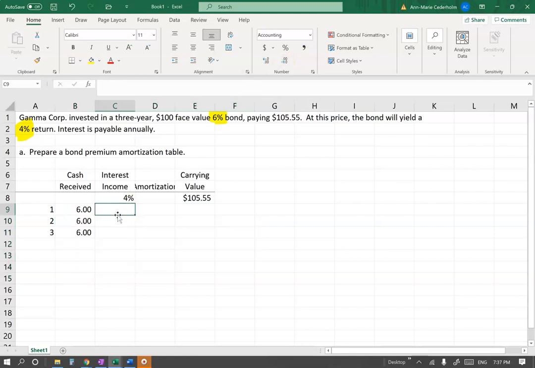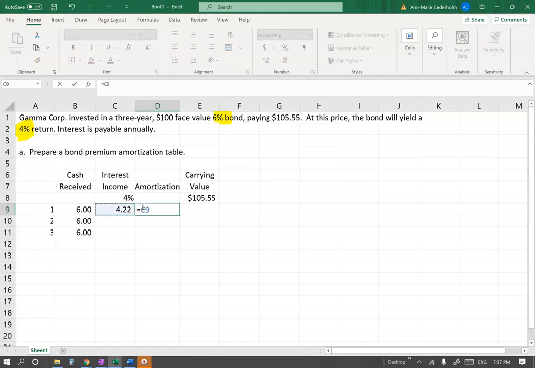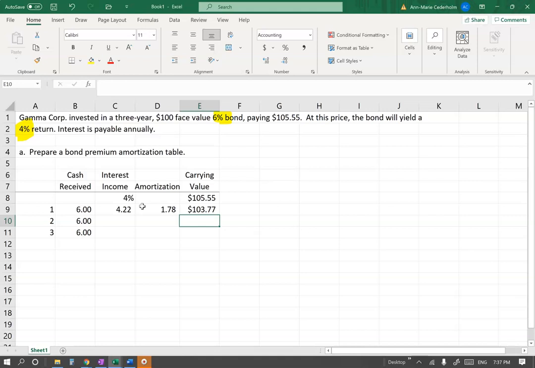So when I calculate my interest income, you'll take the last bond value and then multiply that by the market rate or the yield rate, which is 4%. So then of my $6, 4.22 is my interest income, and then the difference, so 6 minus 4.22, will be me putting it towards the bond investment. And since I'm trying to bring this carrying value from 105.55 down to 100, then I know I need to subtract this. Now this would be opposite if we're doing a bond discount, but in this case it's a bond premium.